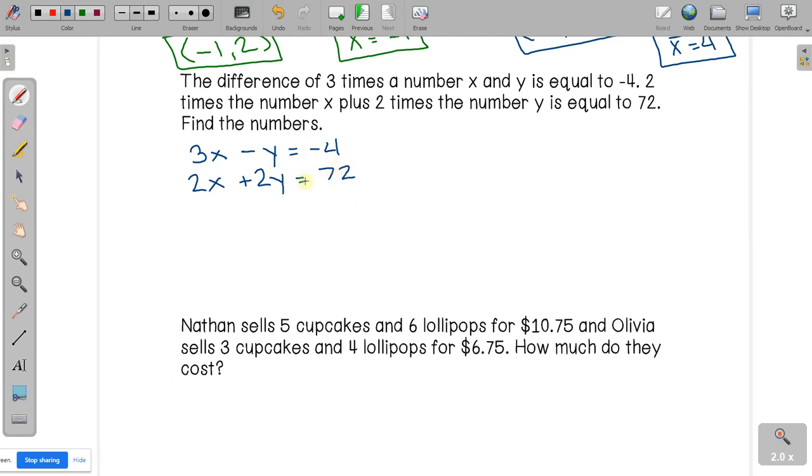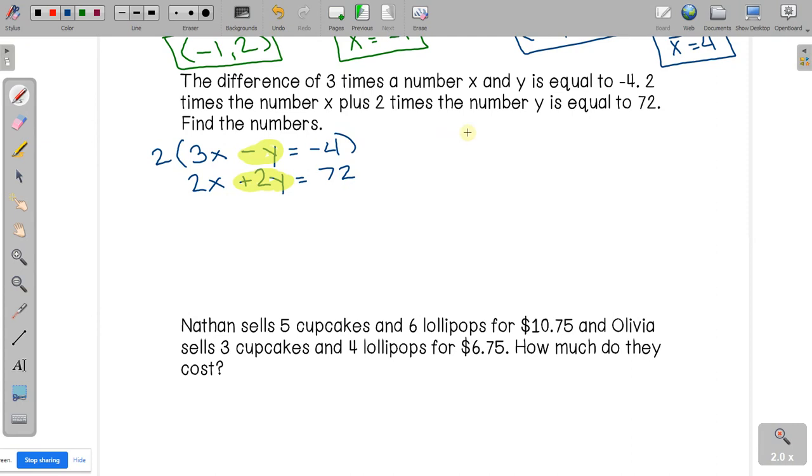Now, we need to eliminate one of these variables to find the number. So we need to solve for x and then solve for y. So should we eliminate our x's or should we eliminate our y's? We should eliminate our y's. This will be the easiest way because we can change the top y to look like the bottom y. If we take the top equation and multiply it by 2, our y's will end up canceling out.